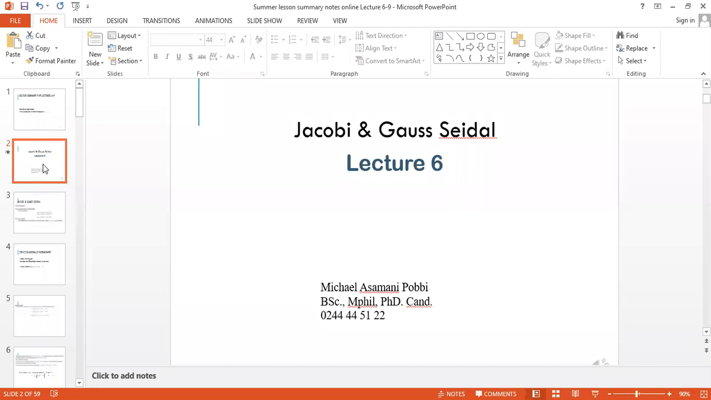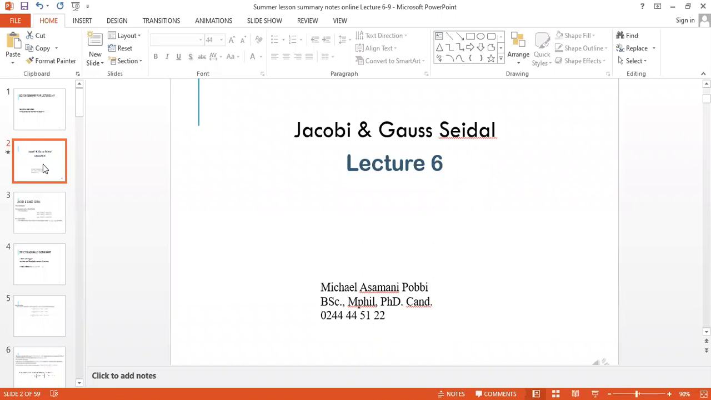Following up on that, we had an assignment, I think assignment 5, which is intended for you to write a computer program to solve any given dimension of linear systems.